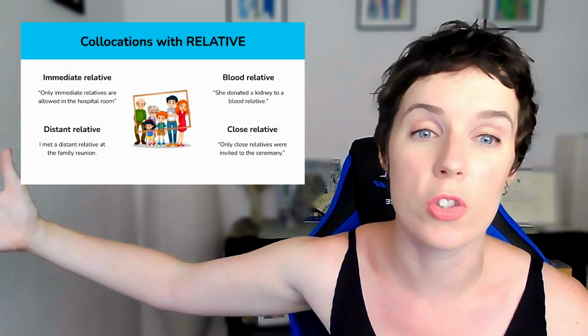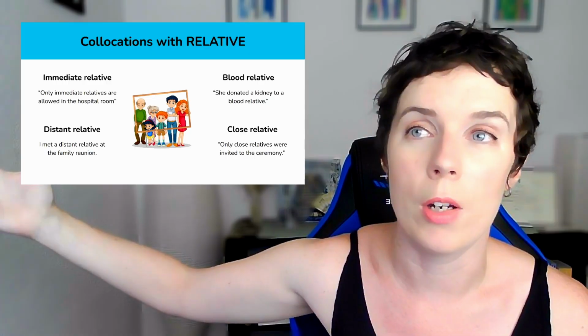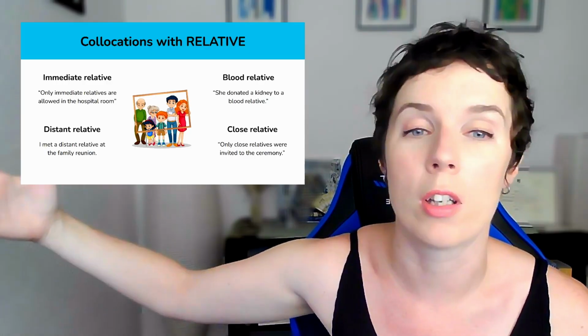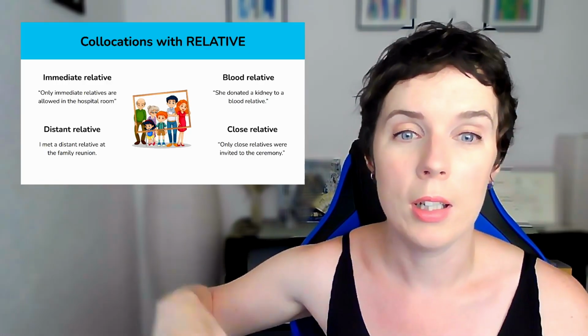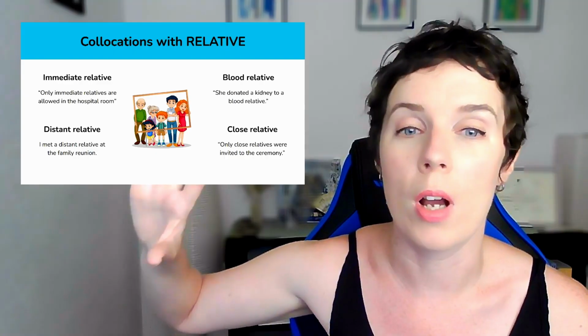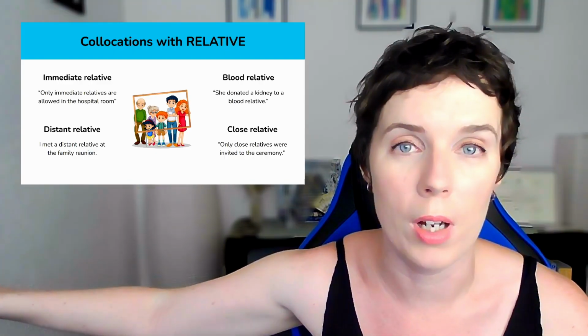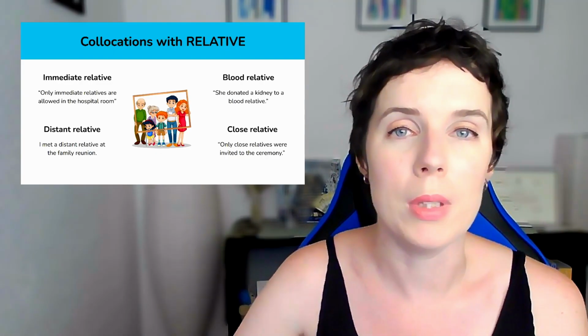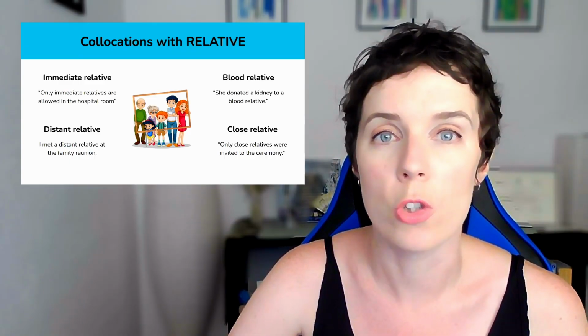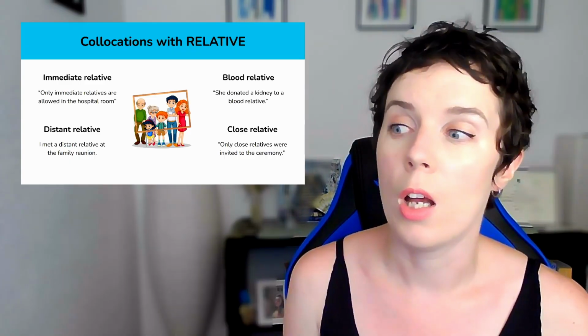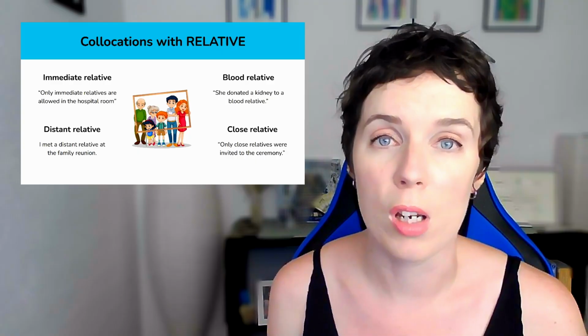So it might be a cousin's child, your second cousin, third cousin, your aunt twice removed or whatever. But someone who is not immediately related to you is your distant relative. You can also say distant family here as well.